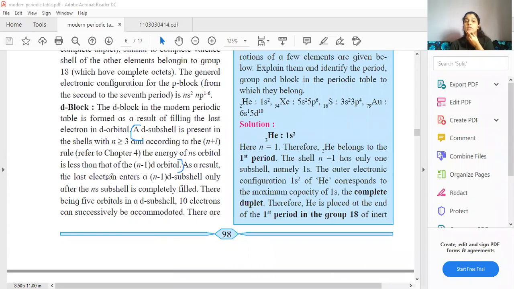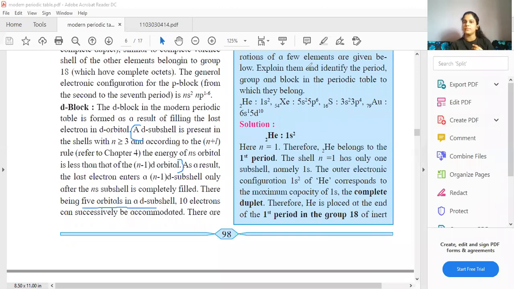All right, so as a result, the last electron enters an (n minus 1)d subshell only after the ns subshell is completely filled. Again, the same statement they have written. There being 5 orbitals in d subshell, it holds 10 electrons. This point you already know.